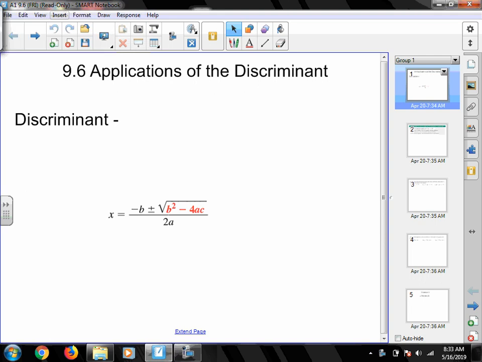Hi everybody, today we are going to talk about section 9.6. We're going to talk about something called the discriminant. This will be the last section that we talk about in this chapter.